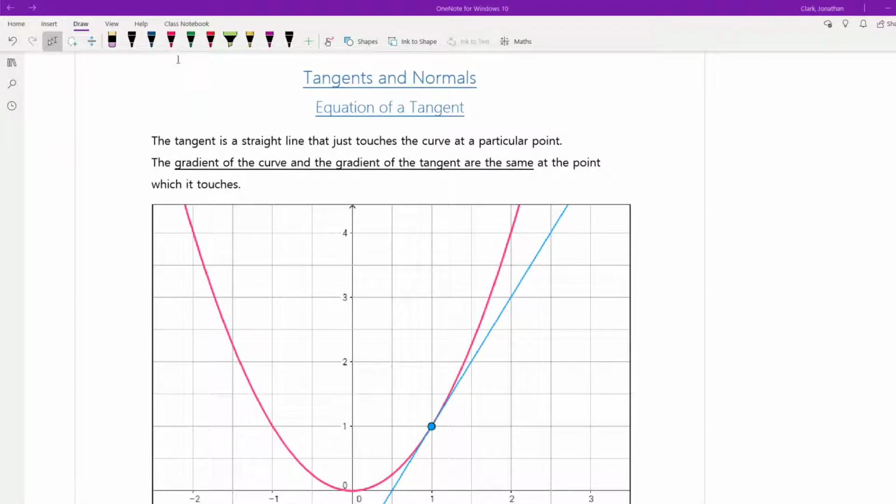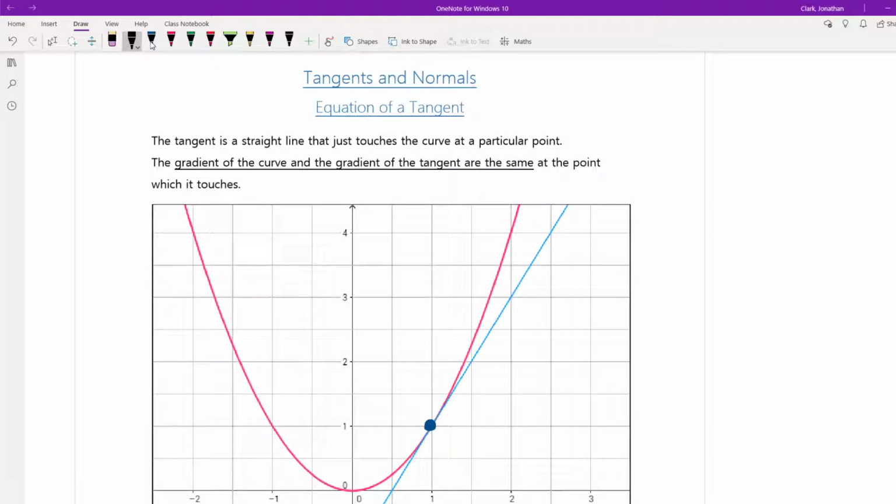Hey guys, this video is about the equation of tangents, and a tangent is just a straight line that touches a curve at some sort of coordinate that they give us. The important thing about a tangent is the gradient of the tangent is exactly the same as the gradient of the curve at this point.